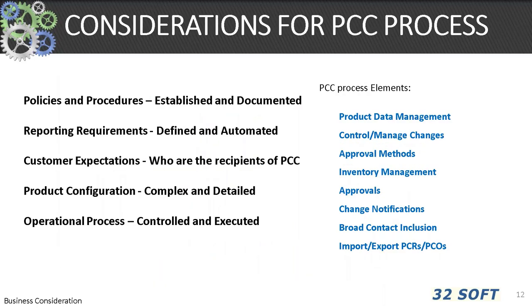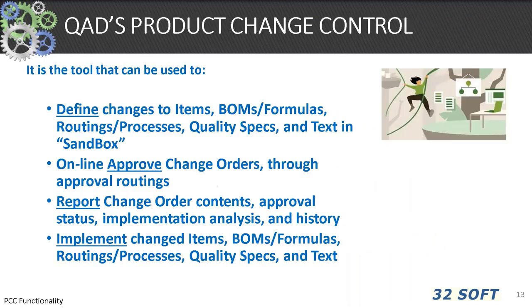There are several considerations that need to be thought about with regards to product change control for both internal and external companies. You need good policies and disciplined procedures. There's reporting requirements that need to be defined and automated. Customers and suppliers have needs and expectations as regard your product, and all manufacturing is complex and detailed. Product configuration must be maintained and controlled for all of the elements of product data management, approval methods, inventory management, change notices, contact inclusion.